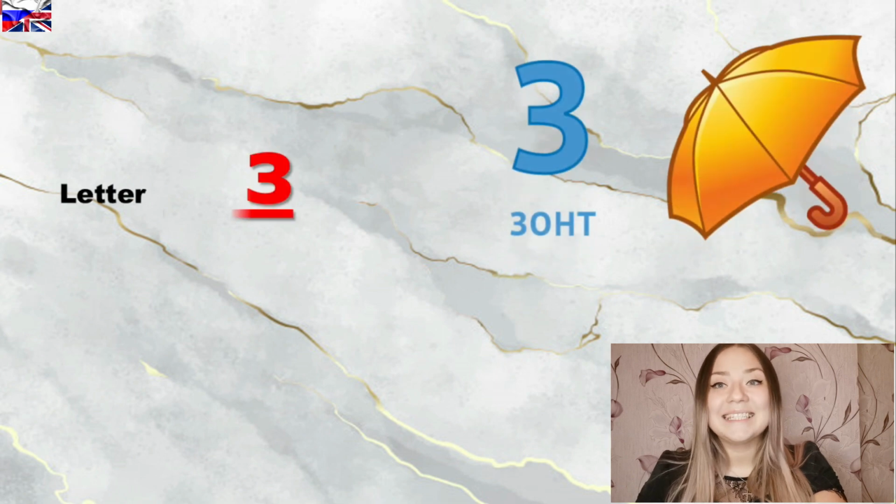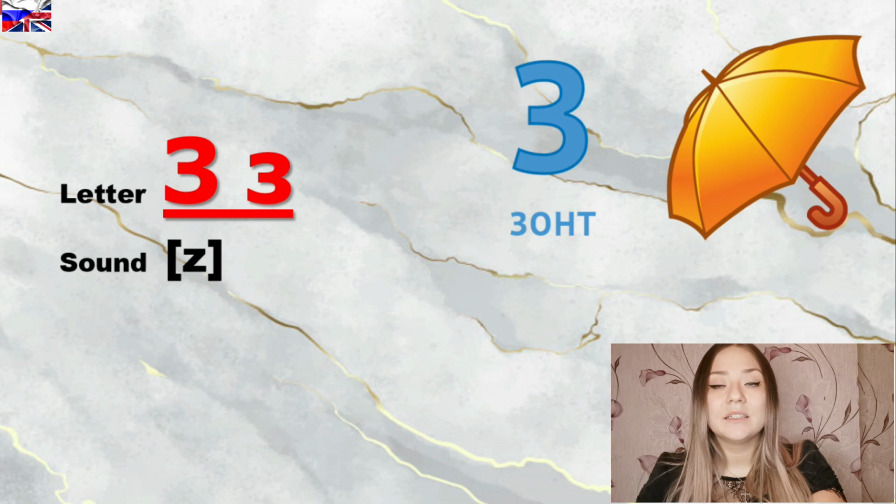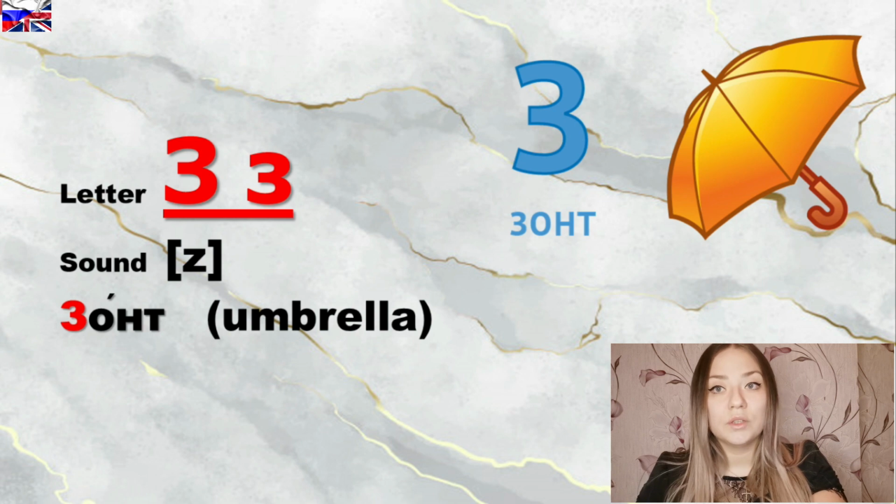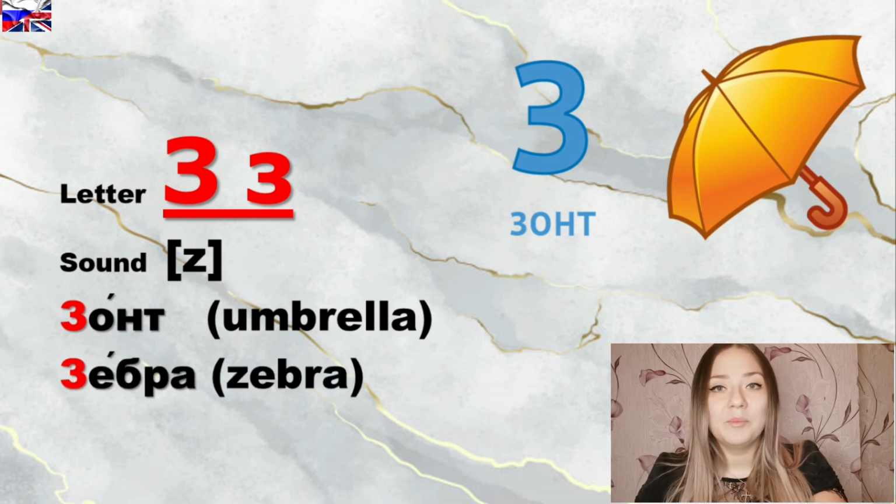The next letter is Z, and the sound is Z. For example, umbrella is зонт. And zebra is зебра. All right, so far so good.